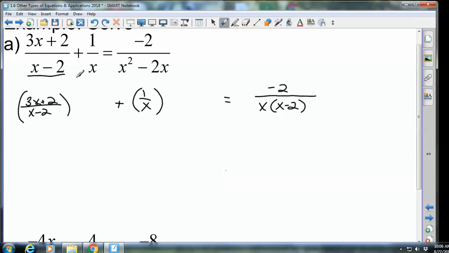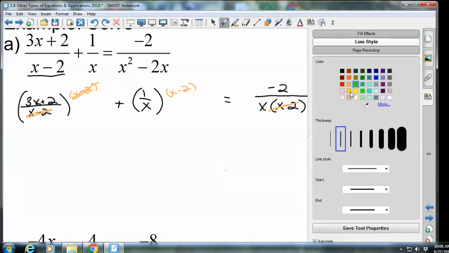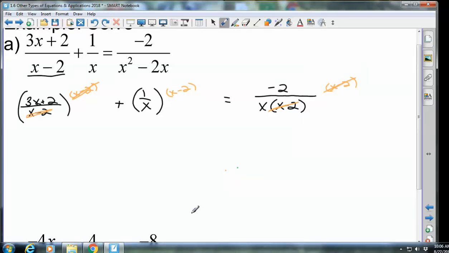So, let's go through. The first fraction, what do you need to multiply by? Okay, do that to all 3. So what happens is my x minus 2 drops here and over here. Now what am I going to do? We have an x for this one, so you're going to have to take everything times an x. So my x cancels on that term and on this one.